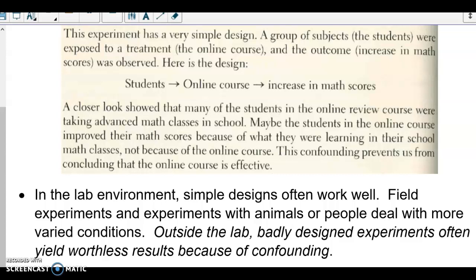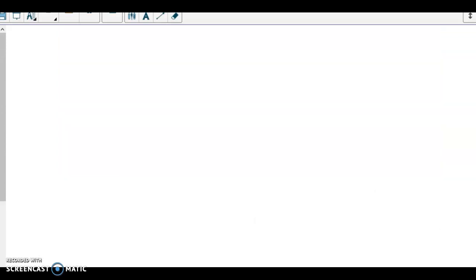That's what it's talking about at the bottom. We're not in a lab. So it's more difficult to do experiments in the real world because there are a lot of issues. I think it says there are more varied conditions. So we just need to be aware of that and be aware of the confounding variables that could possibly exist.